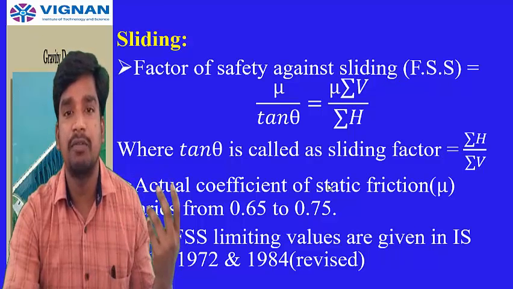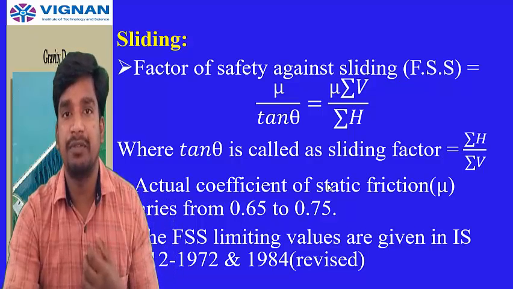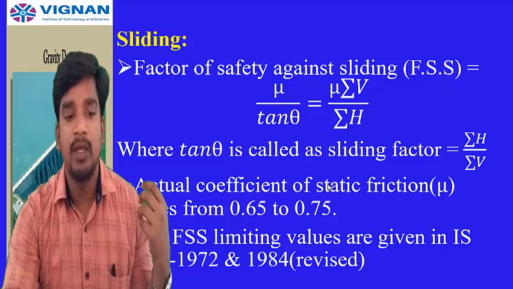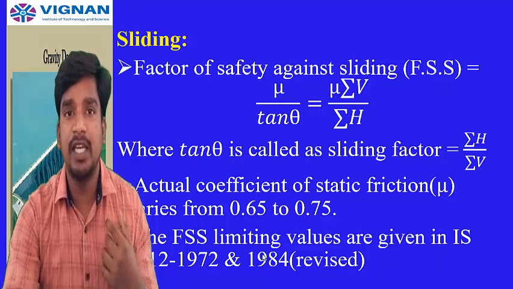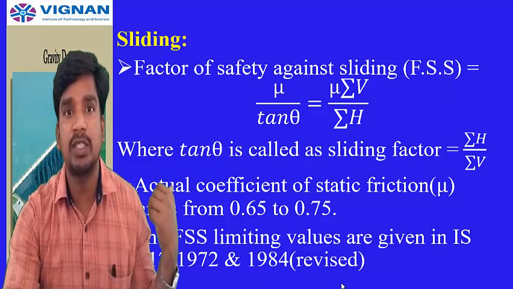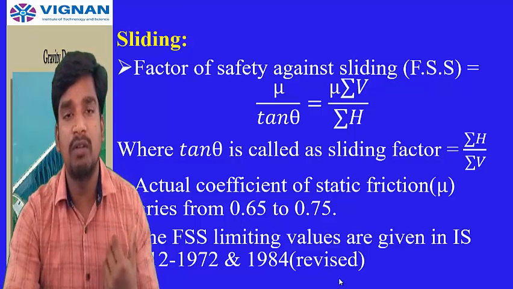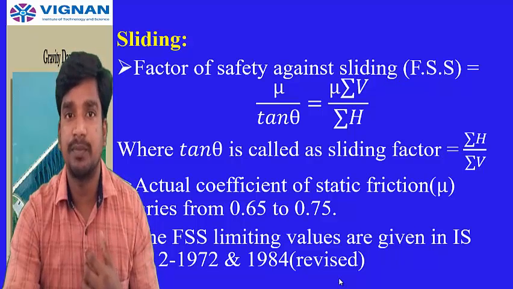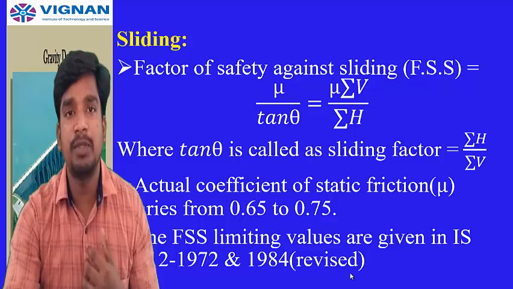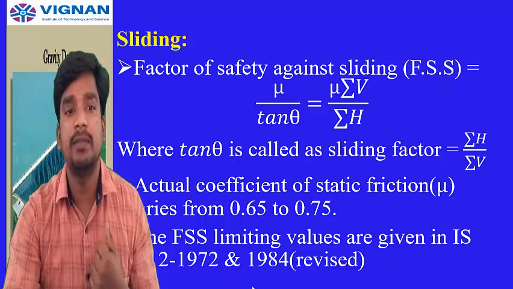Mu is the static friction, which varies between 0.65 to 0.75. So that value we can consider here. So whatever the limiting or permissible values we can say, they are given in the code IS 6512, 1972 and 1984. 1972 is the older version and 1984 is the revised version for this sliding force. These permissible values are mentioned in the code book. Now moving on to the next slide.